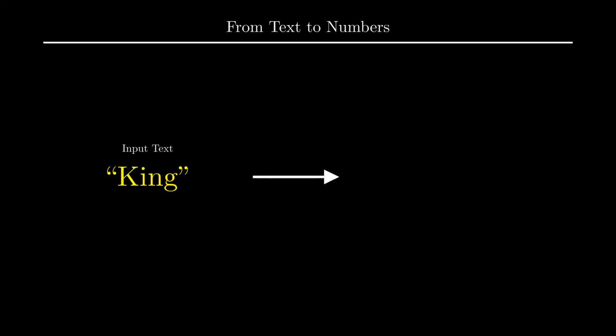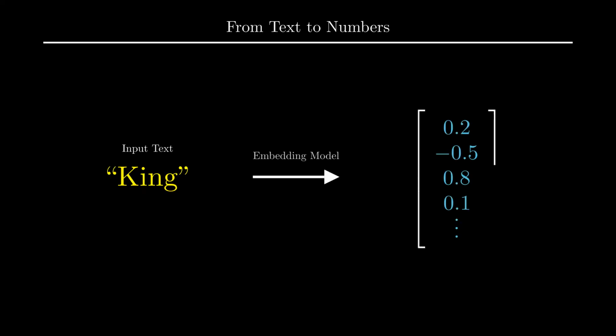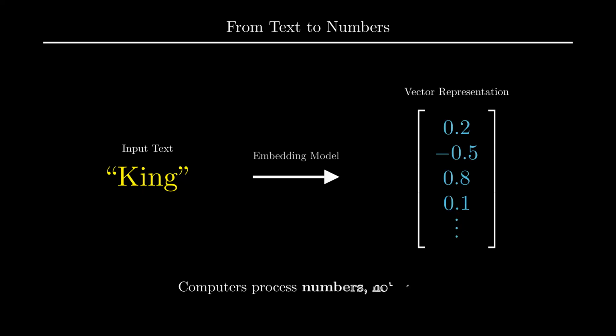To solve this, we pass the text through an embedding model. Think of this model as a sophisticated translator. It converts that text into a long list of numbers, known as a vector. So, while we see the word king, the computer sees a specific coordinate in a multidimensional space. 0.2, -0.5, 0.8, and so on. This transformation is the foundation of everything that follows. Because while computers cannot calculate the distance between words, they can easily calculate the distance between numbers.